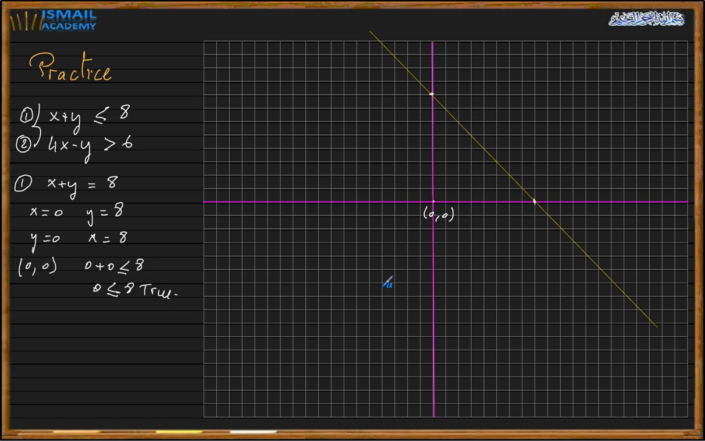So the area I'm looking for is here. So I will shade this area. This is for the first equation. And let me name the line, which is x plus y. We do the same for y.